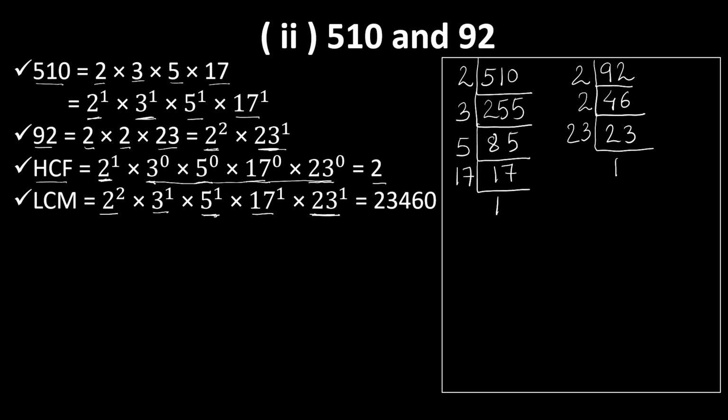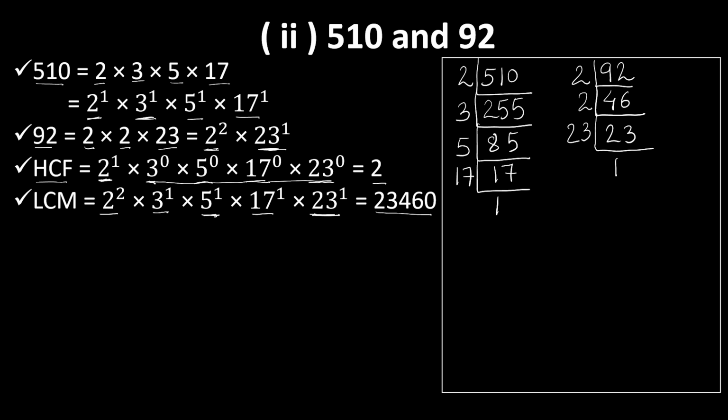So, what did we conclude? While writing down the HCF, we look for the lowest exponent, right? Least exponent. But while writing down the lowest common multiple, we look for the highest exponent possible for both the numbers. Now, if you try to multiply all these numbers, we are going to get 2 raised to 2 into 3 raised to 1 into 5 raised to 1 into 17 raised to 1 into 23 raised to 1.